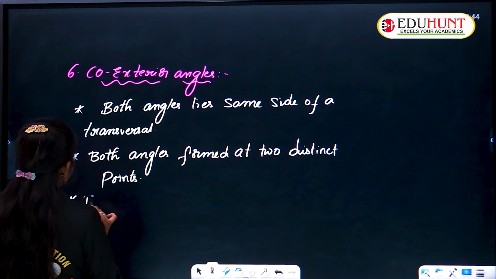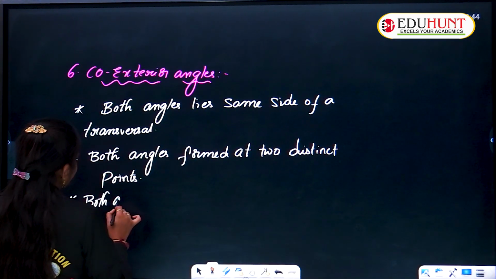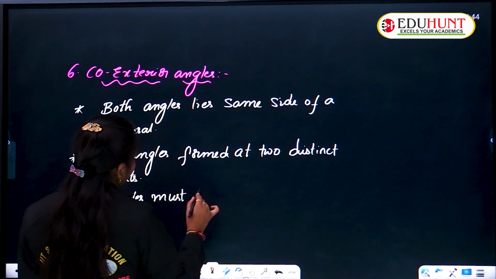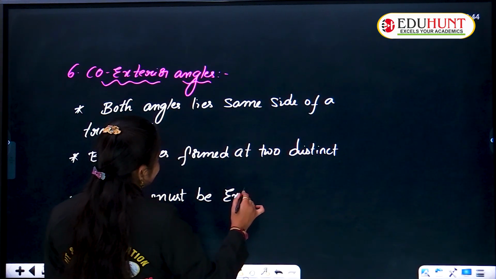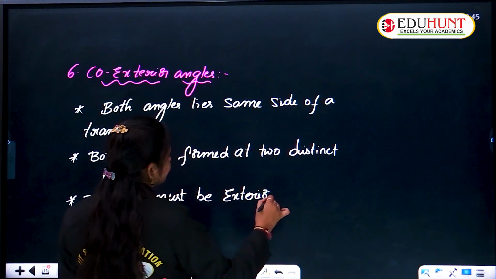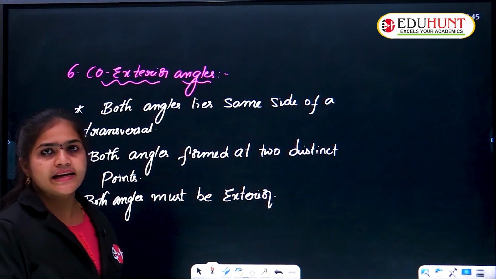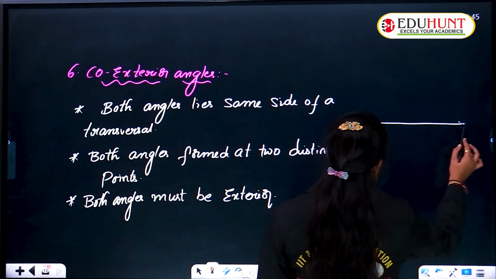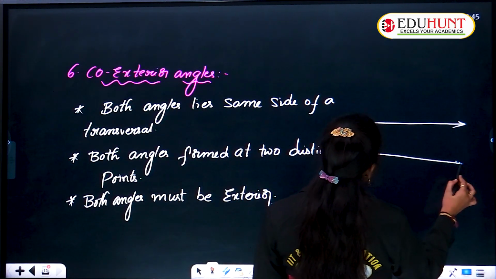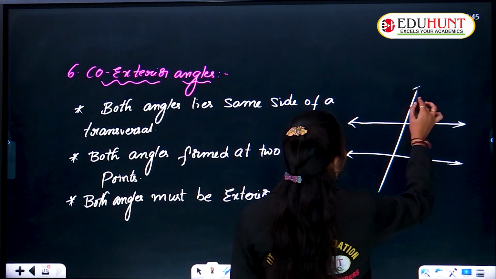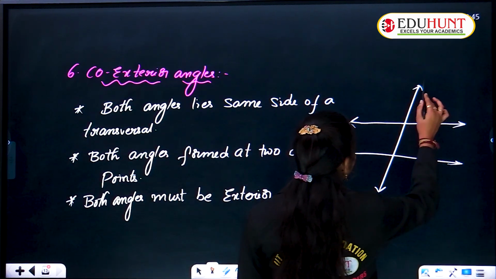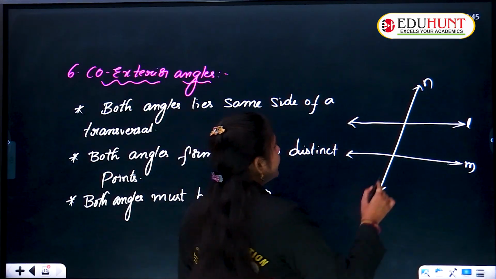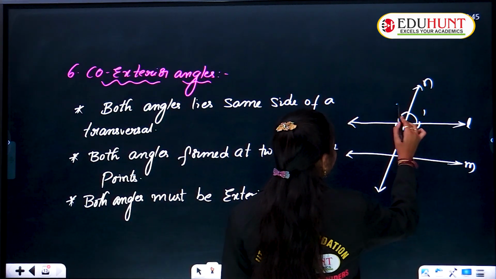Both angles must be exterior. Both angles must be exterior. Understood? Once again I will draw the diagram here. See that. These two lines are not parallel. Parallel conditions we will learn later. Again here we can observe 8 angles, no?